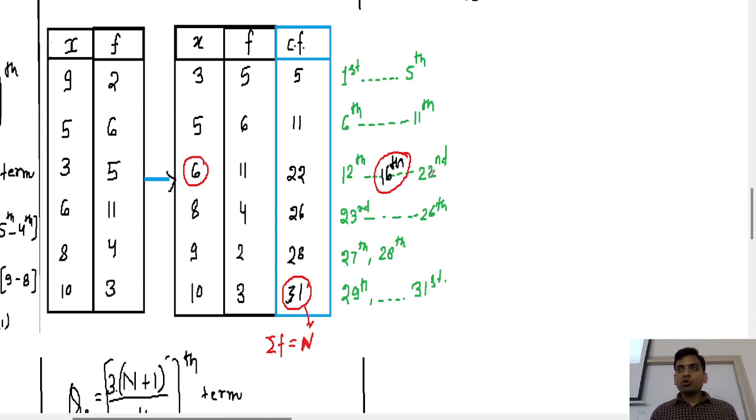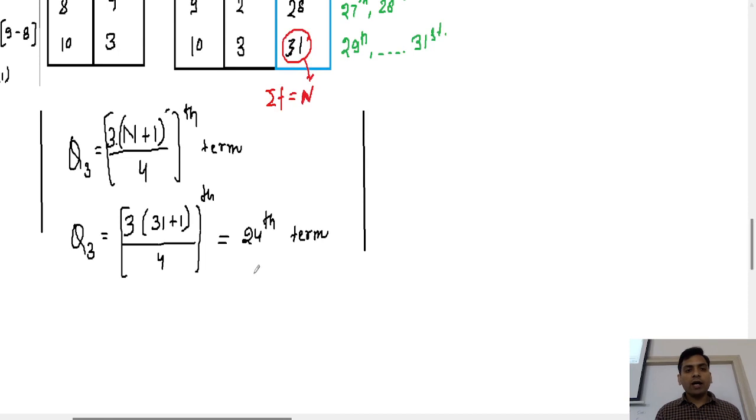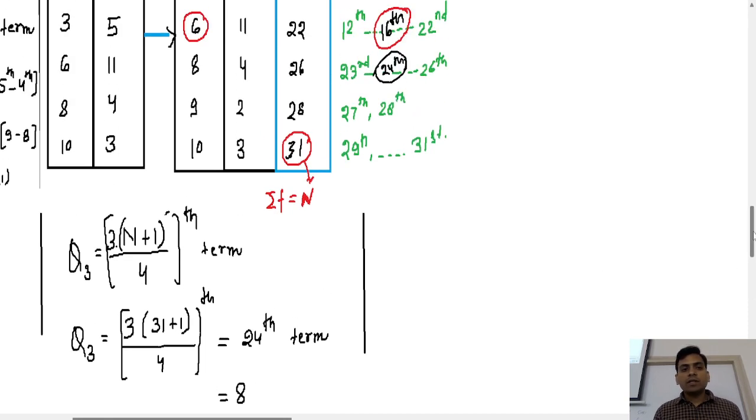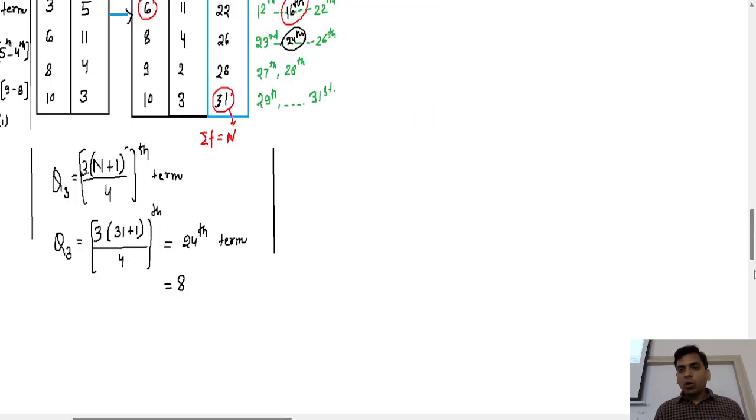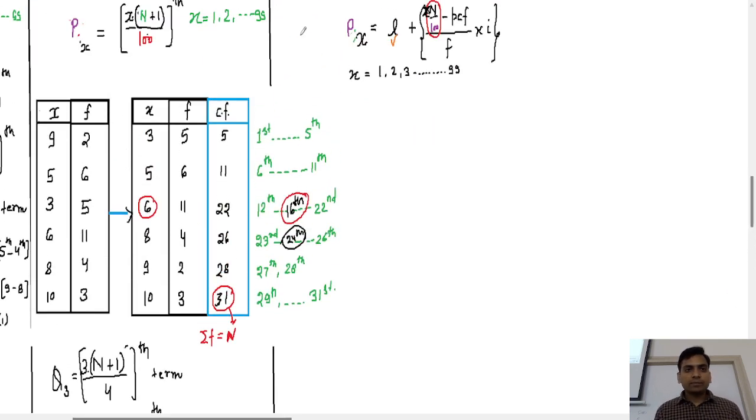So this is up to 22nd. This starts from 23rd, 23rd to 26th. So 24 lies here. Clear? So for the 24th term, the location is 8. So your answer is what? Your answer for this is what? 8. Is it clear? Yes. Anyone? Any doubt, please? Okay. So now next is for continuous type of data.